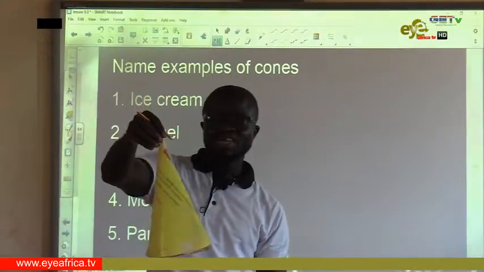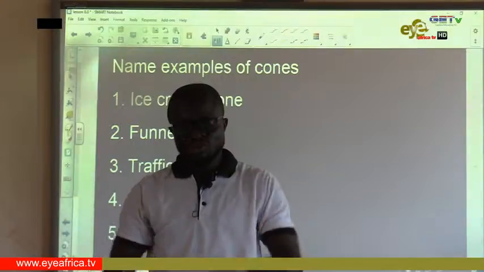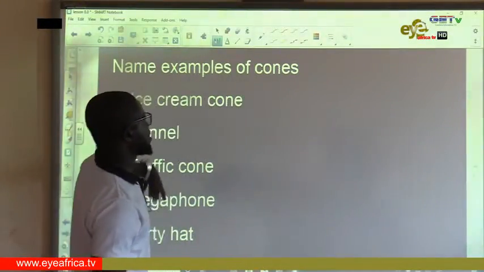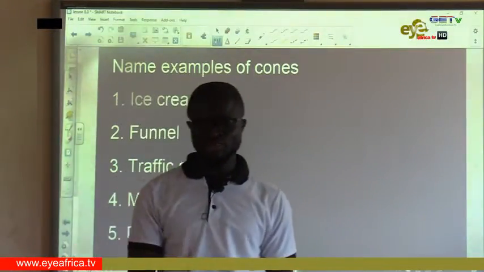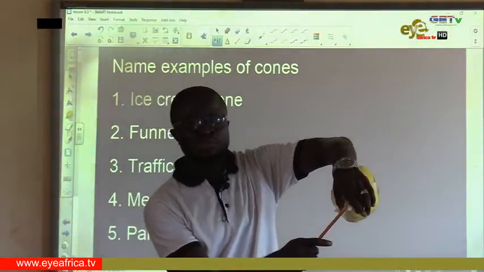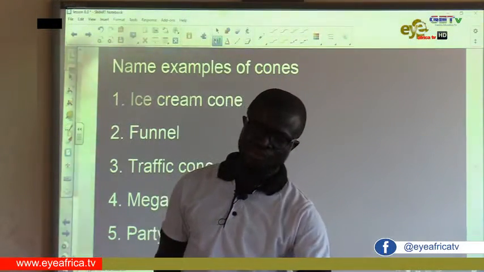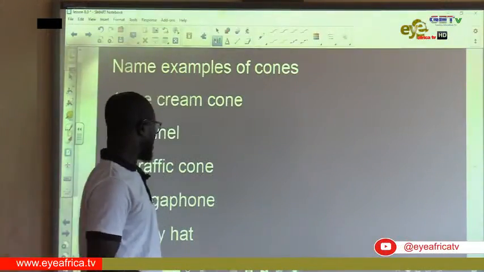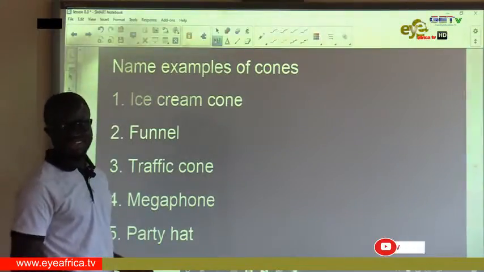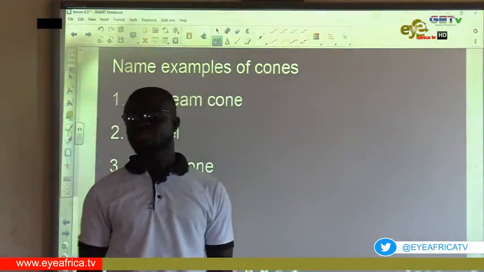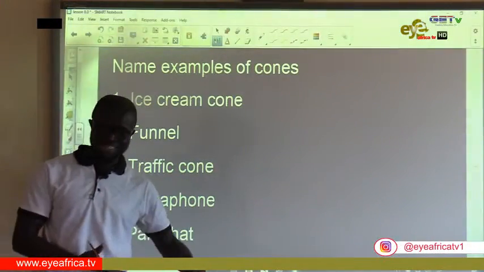So these traffic cones are used as what? Traffic regulators. So because they look like cones, we therefore cite them as examples of what? Cones. But mind you, not all of them can be termed as cones because of what? They don't have a sharp tip that forms the vertex. Please take note of that. I'm stressing that point, please. Another example we have is the megaphone. The megaphone also can be used as an example of a cone to some extent.